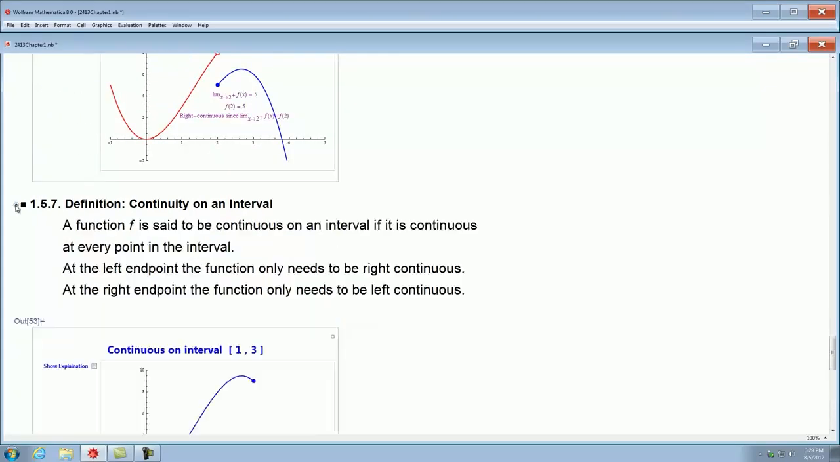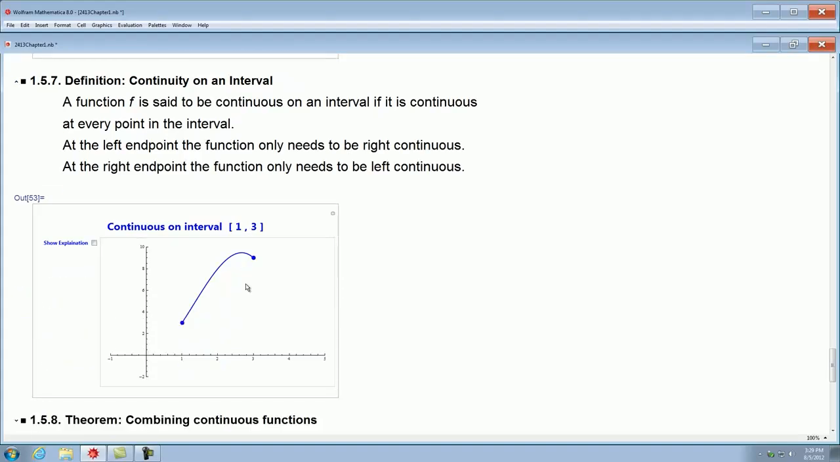Okay, continuity on an interval. A function f is said to be continuous on an interval if it is continuous at every point in the interval. Remember, our definition of continuity was being continuous at a point. Now we're trying to say, hey, look, if at every single point in some interval the function is continuous, then it's continuous on the entire interval. At the left endpoint, the function only needs to be right continuous, and at the right endpoint it only needs to be left continuous.